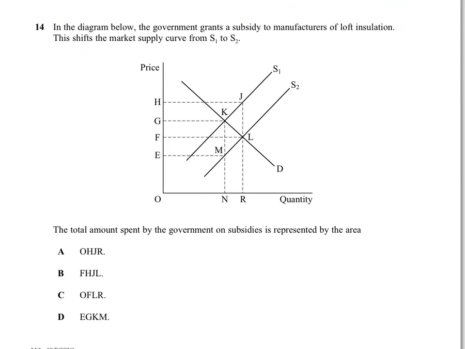14. The total amount spent by the government if you're given a subsidy. Okay, if we have a subsidy, this is why supply has increased. We had an equilibrium here. Here's our new equilibrium. The subsidy is the vertical distance between the two. Here's the quantity. There's the equilibrium, but we're given a subsidy. So it's got to be that area there, which means the answer must be B.